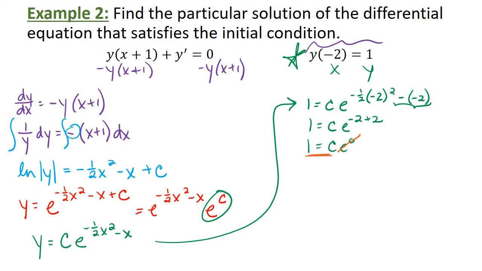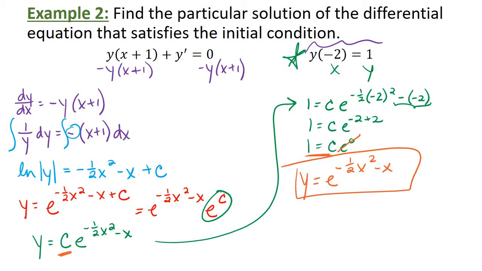Now I can go ahead and write my particular solution, plugging in what I know for c to be 1. I can go ahead and write the 1 if I want, right here, or I can simply write e to the negative 1/2 x squared minus x. And this here is the particular solution.